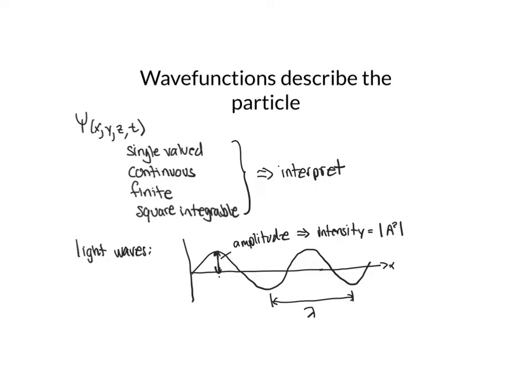And so for the particle, we're going to do the same thing. We're going to take the square of the wave function, and we're going to associate that with the probability of finding the particle, or the intensity of the particle, at any given point in space. So a couple of things about these wave functions make this a little bit tricky. In general, our wave functions are complex functions.